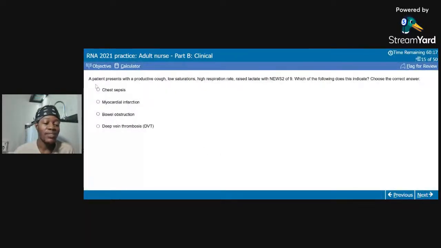A patient presents with productive cough, low saturations, high respiration rate, raised lactate with NEWS2 of 9. What does this indicate? Productive cough, high respiration rates. Definitely indicates chest sepsis.